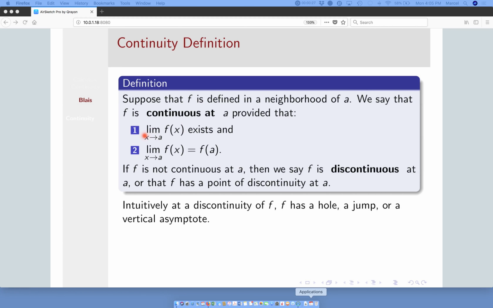The limit as x approaches A of f of x exists, and the limit as x approaches A of f of x equals f of A. If these two conditions do not hold at x equals A, we say the function is discontinuous. So let's draw a picture to understand what this means.